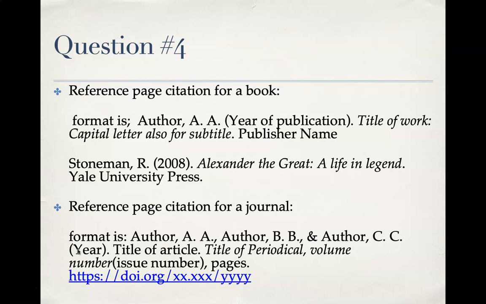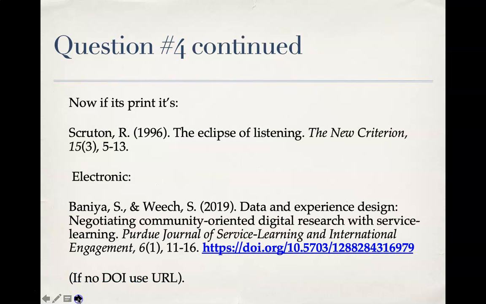If it does have what's called a DOI attached to it, you would put that at the end. So if it's print, here's an example. Here's one the guy wrote, The Eclipse of Listening in The New Criterion, volume, issue, comma, pages. No P, no anything, just the numbers.